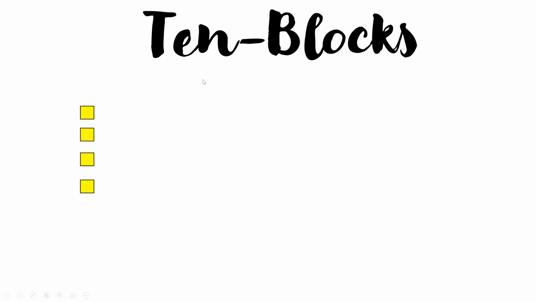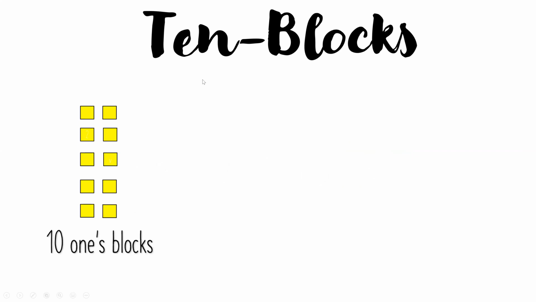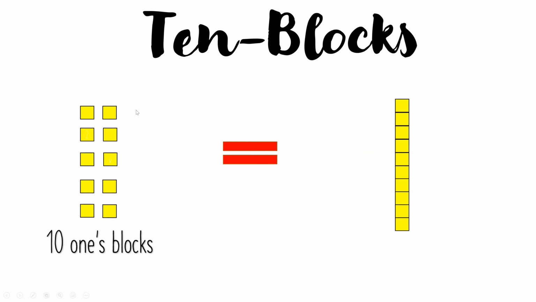So these are our one blocks. And we have 10 one blocks. And we know that 10 one blocks equal 1 ten block. So our one blocks, when we have 10 one blocks, they equal 1 tens block. So let's review breaking apart our numbers.